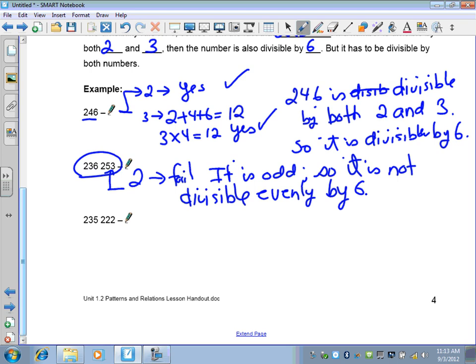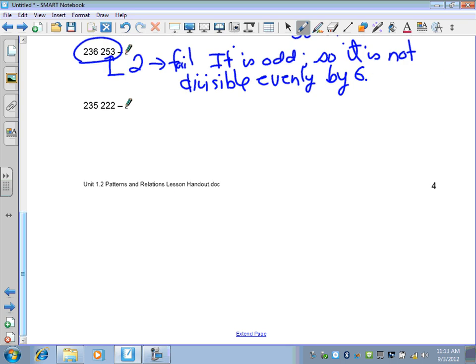Okay, I'm going to give you a second to try this one. 235,222. Why don't you pause the recording and test this one? Okay, so now you're done. The first thing you had to do was check whether it's divisible by 2, and since it ends with a 2, it is even, so therefore the 2 is a pass.